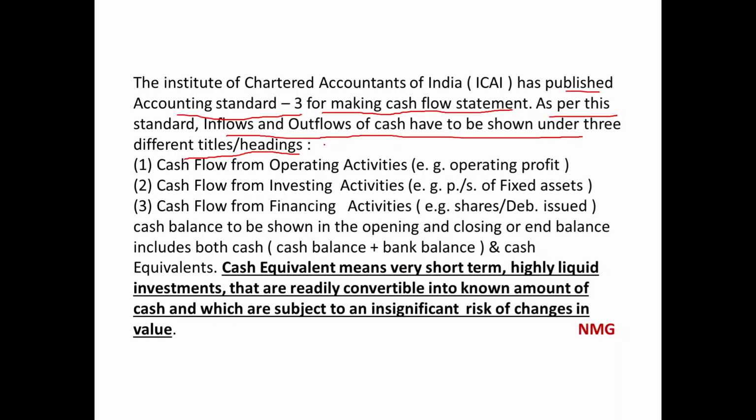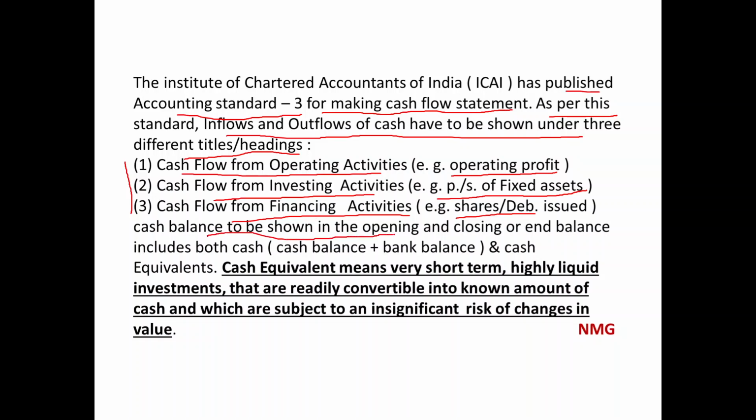3 broad titles as per accounting standard 3 published by Institute of Chartered Accountants of India are: number 1, cash flow from operating activities, that is operating profit. Number 2, cash flow from investing activities, that is purchases or sales of fixed assets, investments, etc. Third, cash flow from financing activities, for example, issue of shares and debentures. So these are the 3 broad titles under which we have to show the cash inflow and outflow in the cash flow statement.